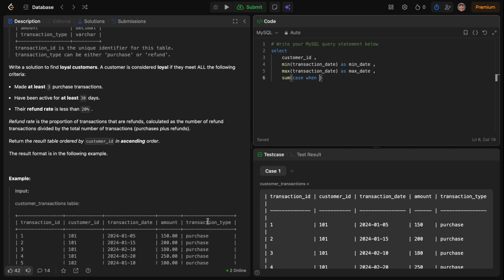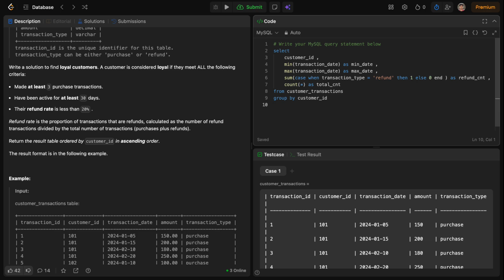So the transaction type equal to refund, then 1 else 0, as refund count. Once we have the refund count, we have to count the total, as total count. And this comes from which table? From the customer transactions table. And very simply, we group by the customer ID.